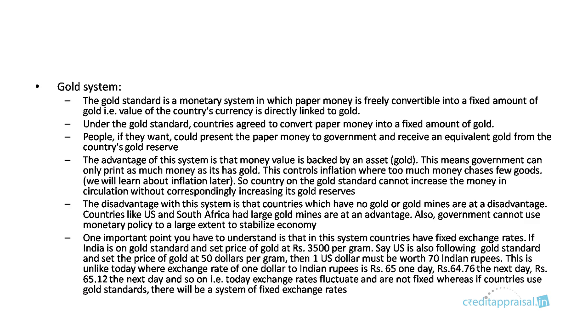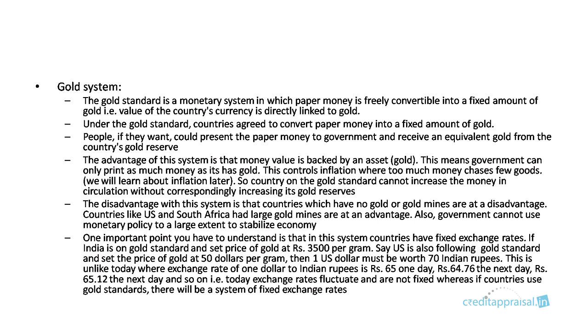So the gold standard is a monetary system in which paper money is freely convertible into a fixed amount of gold. That is, the value of a country's currency is directly linked to gold. Under this standard, countries agree to convert paper money into a fixed amount of gold. So if they wanted, people could present this paper to the government and receive equivalent gold from the country's gold reserve. So what is the advantage of this system?